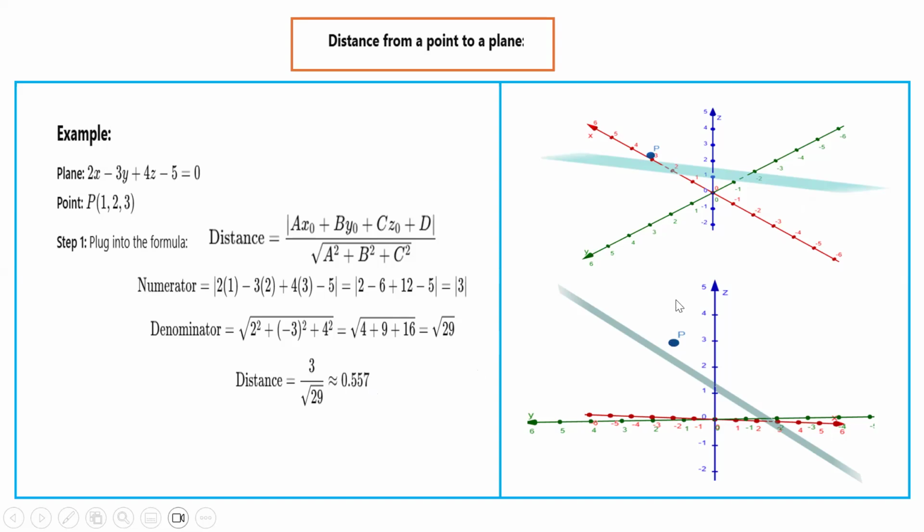As you can see from the diagram there, the second diagram mostly, you see point P being some distance from the plane. The 0.557 is the distance between P and our plane there. It's not a large distance, it's a small distance.